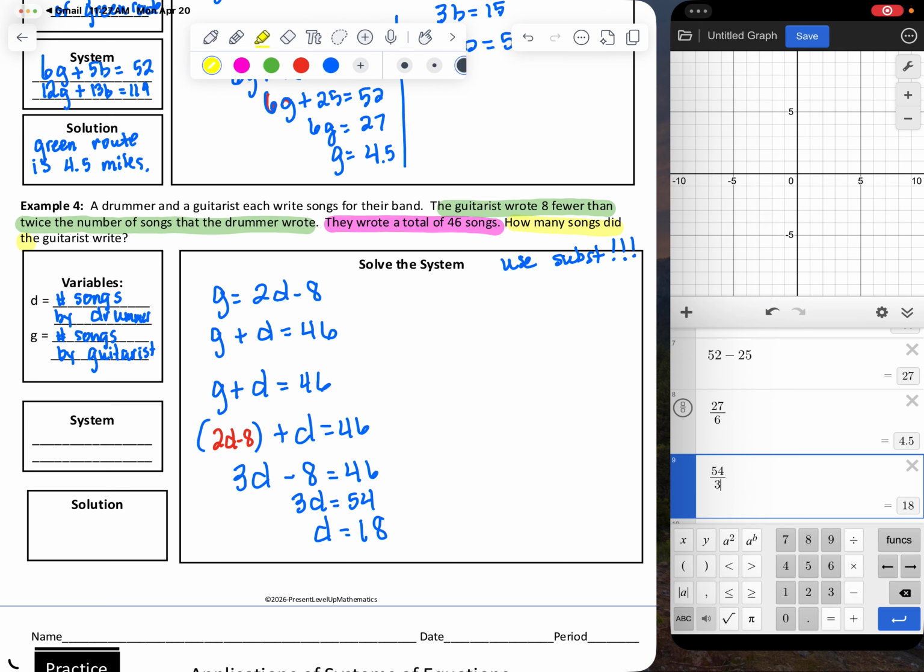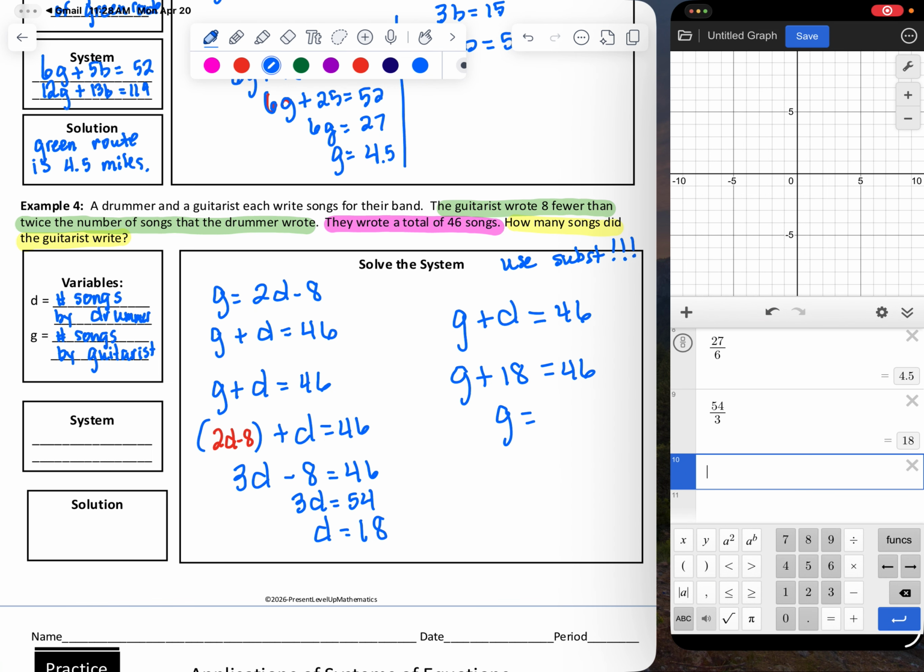How many songs did the guitarist write? So we don't want to put that 18 for our solution. We can use it to get our solution, but it's not our actual solution. So I'm going to take my equation, G plus D equals 46, and I'm going to replace the D with 18. So G plus 18 equals 46, and subtract 18 from both sides. 46 minus 18, and that gives me 28.